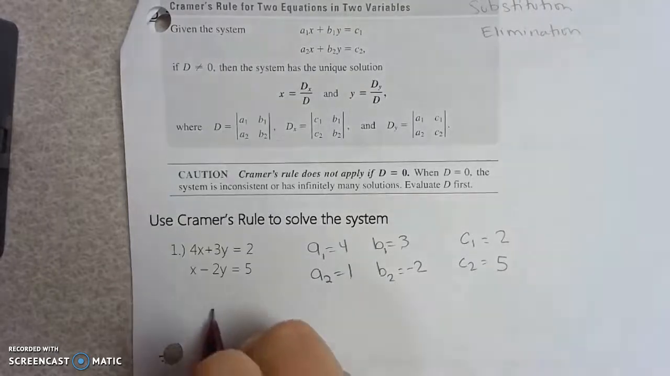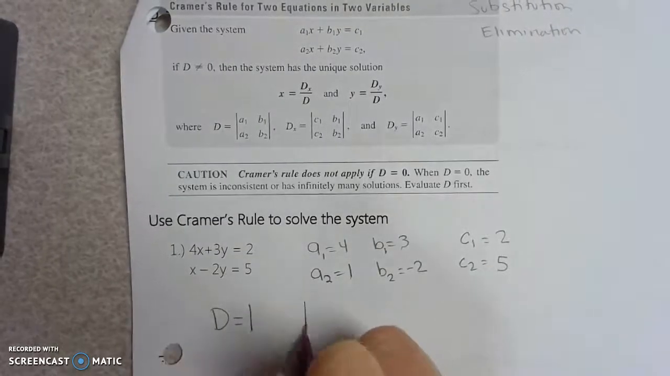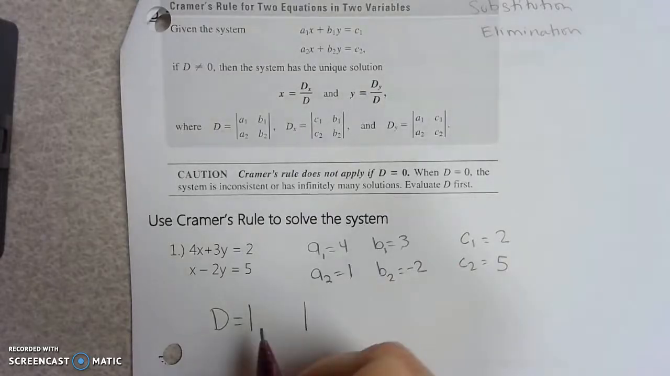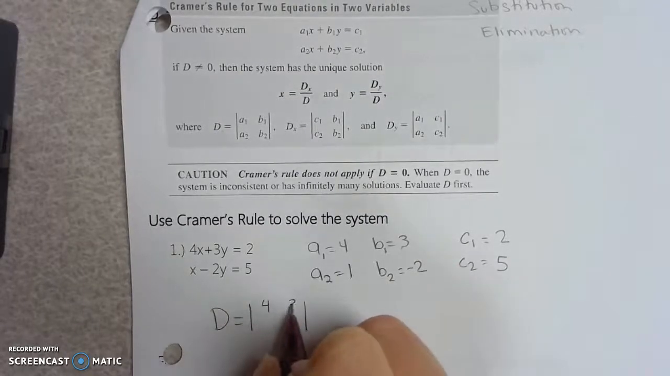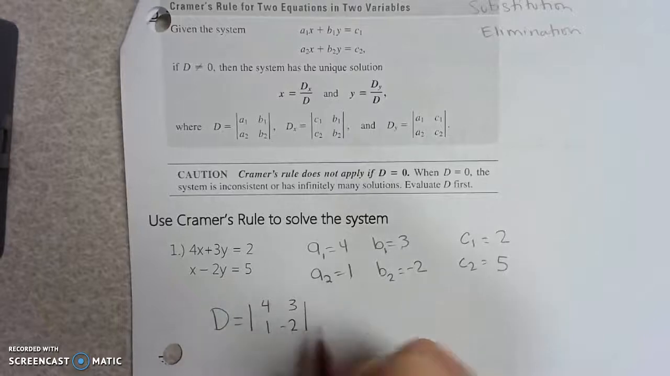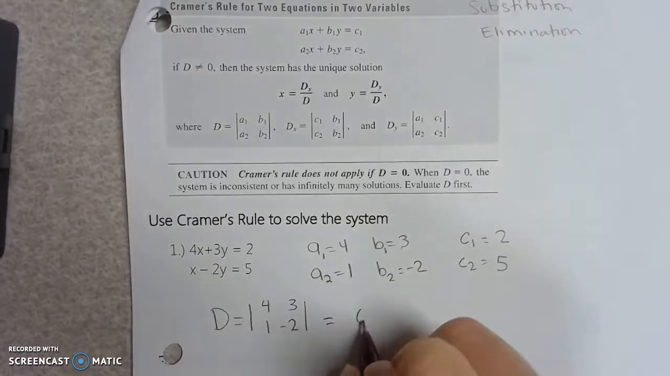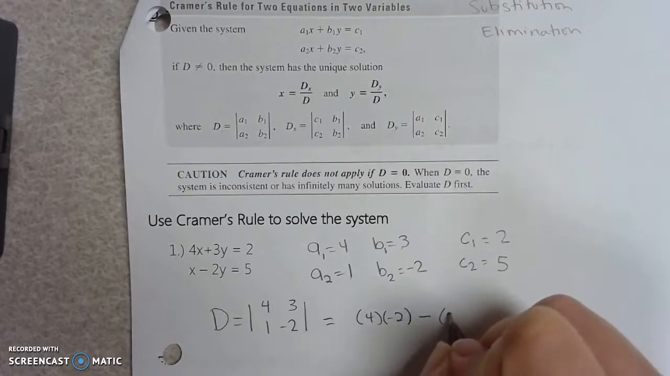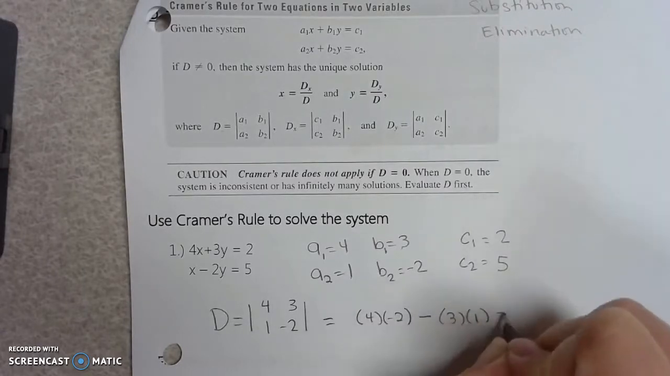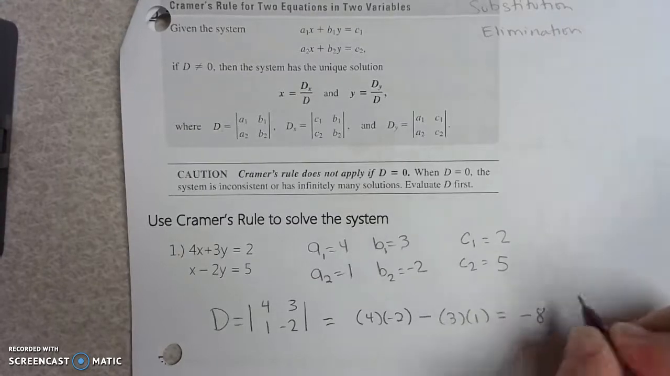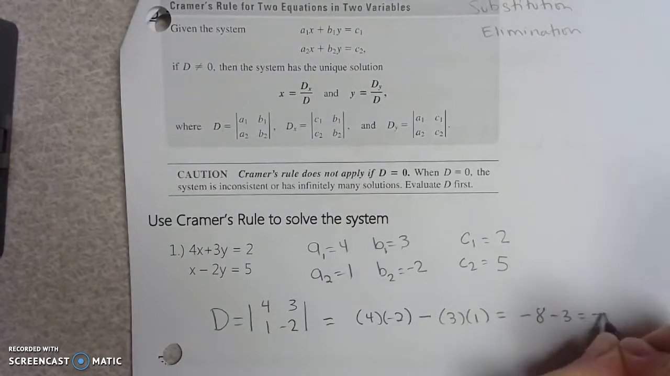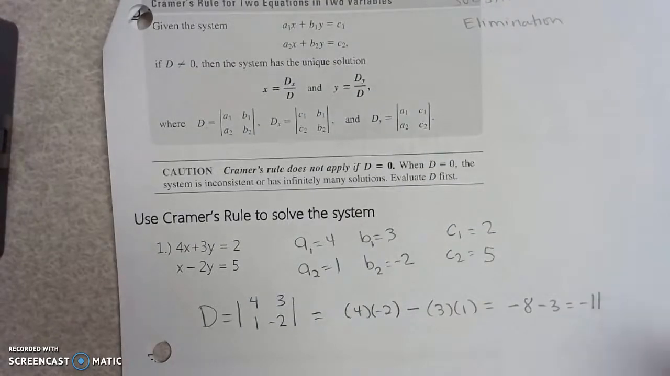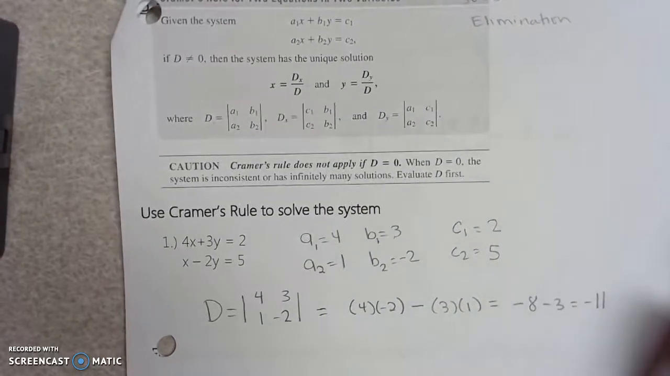We're going to begin by finding d. d is a1, b1, a2, b2. So I'm simply going to put in 4, 3, 1, negative 2. Then I'll multiply diagonally: 4 times negative 2 minus 3 times 1. That'll be negative 8 minus 3, which is negative 11. Since we did not get 0 for d, we can proceed further.